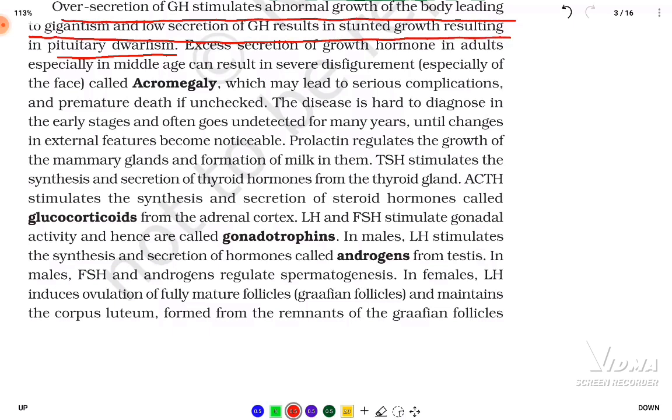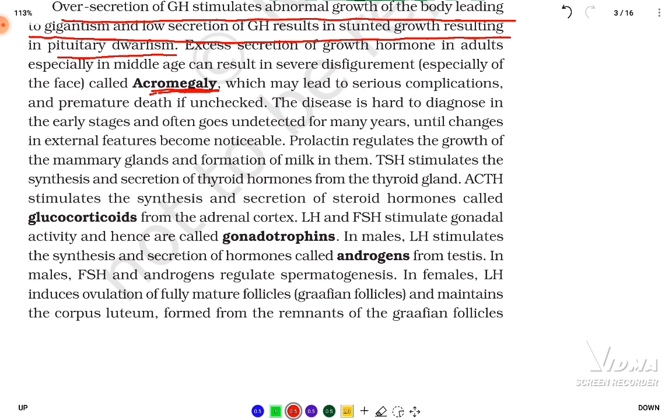So excess secretion of the growth hormone in adults, especially in middle age, can result in severe disfigurations. If there is sudden release of a large amount of growth hormone, then it is going to lead to a disease called acromegaly. You need to understand that acromegaly will lead to severe disfiguration, especially on the face. So it's very evident when you see a person with some disfiguration that excess secretion of the growth hormone has taken place at mid age.